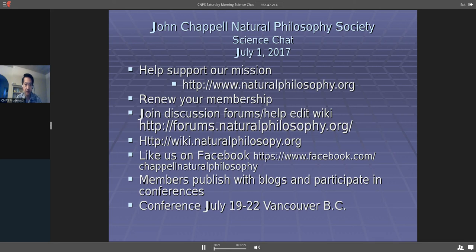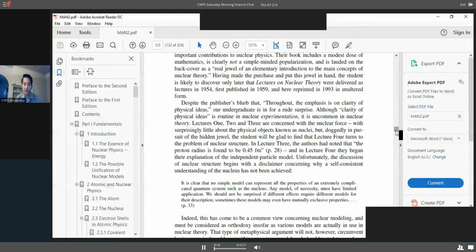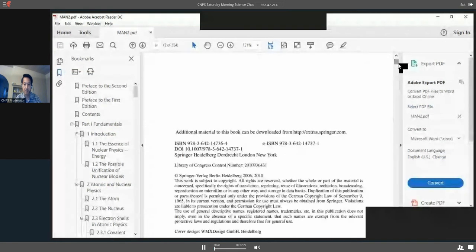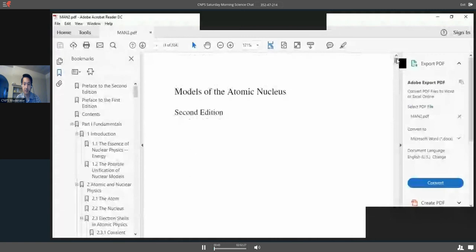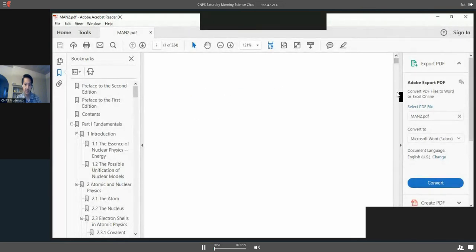So for today's topic, I was going to cover a book by Norman Cook. This book is called Models of the Atomic Nucleus. It has a lot of data on what we know about the atom and some history of what's going on here.